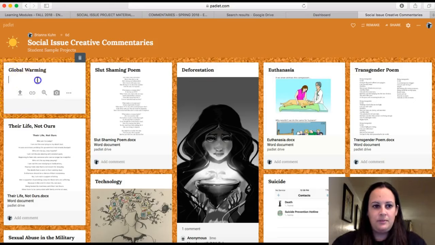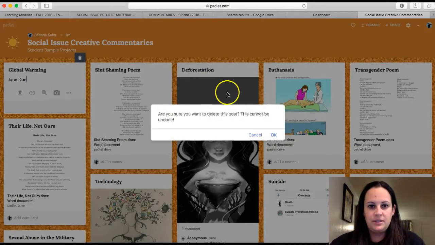And then you can write your name. And then you can either upload a Word document or any kind of document, or you can attach a link, so whatever your creative commentary ends up being. And then that's it. Once it's there, it's there. All right. If you are unhappy with your post, you can just hit delete.